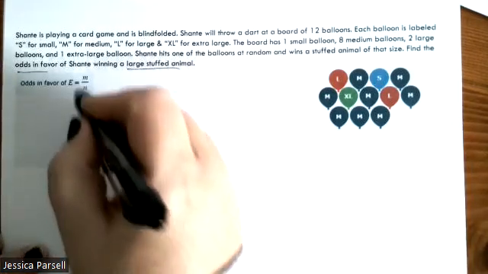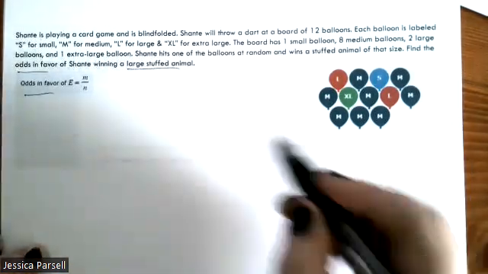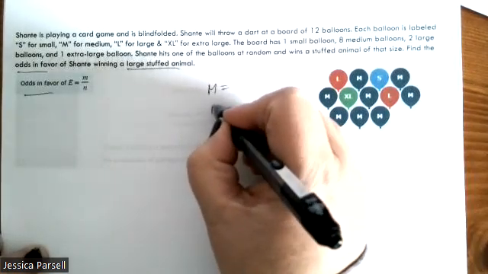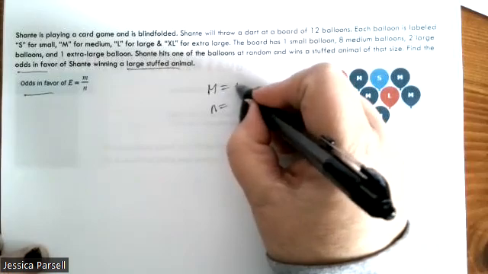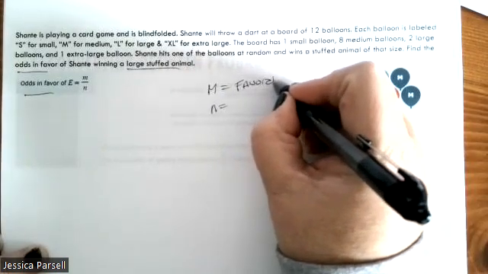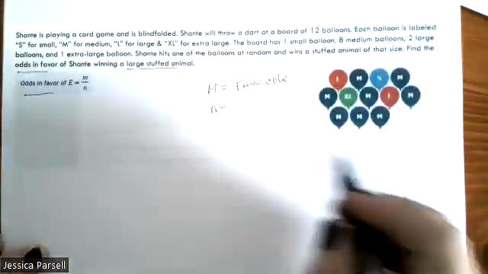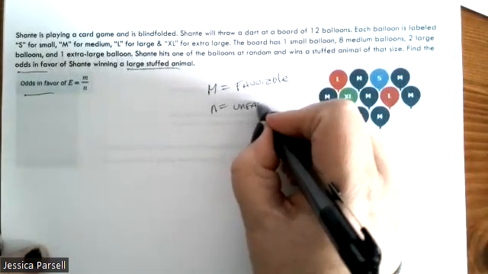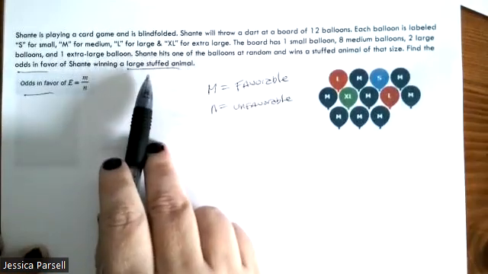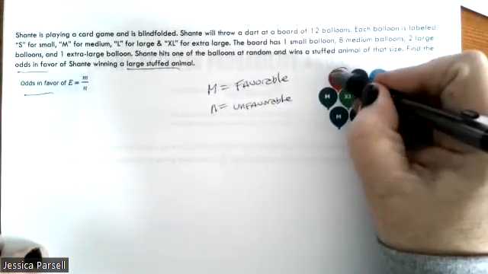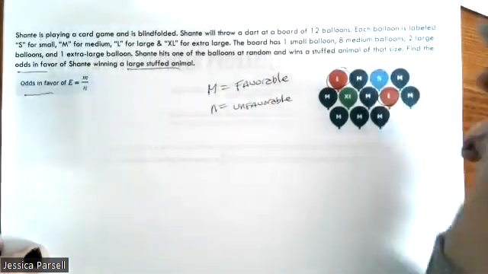Okay, so we're going to use this formula for odds in favor. We need to find out what's favorable and what is not favorable. So M is going to be those favorable, or what you want to happen. This is unfavorable, or what you don't want to happen. Well, Shantae wants to win that large stuffed animal. So those are favorable. So it's either got to hit that one or that one, which is 2.